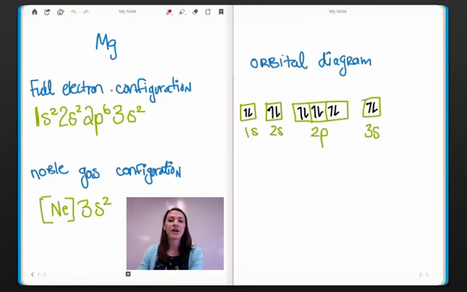Alright, so today we are going to be talking about orbital diagrams. Before we get into it, I want to review our electron configuration and our noble gas configuration, because those are both going to be important for our orbital diagrams.